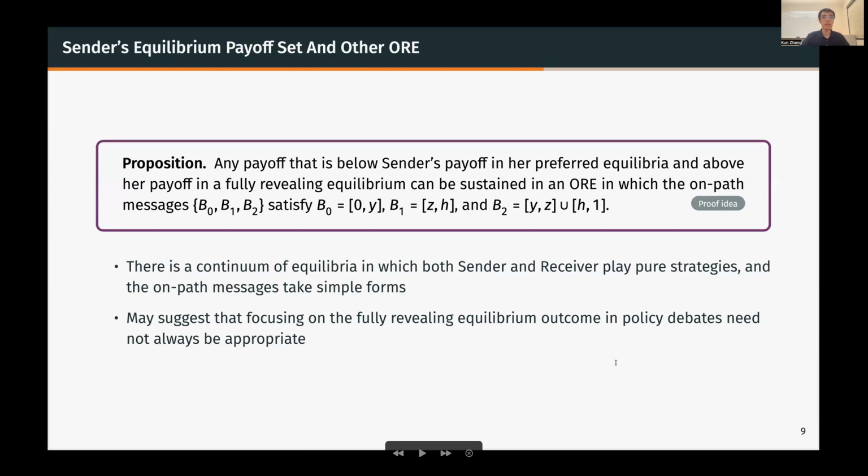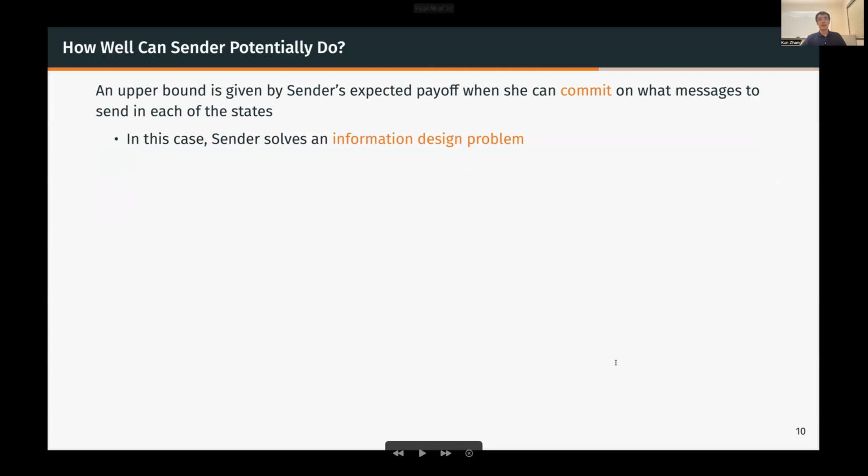The last question I'd like to address in this talk is how well the sender can potentially do. Observe that an upper bound on the sender's ex-ante payoff is given by her ex-ante payoff when she can commit on what message to send in each of the states. In this case, sender essentially solves an information design problem.